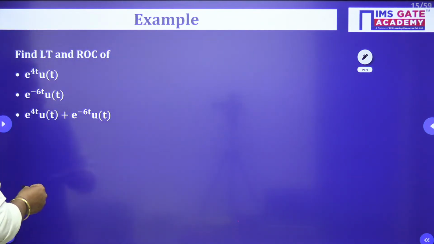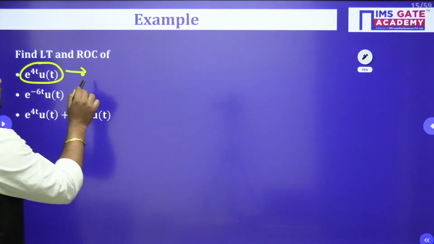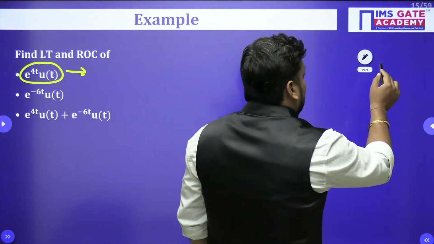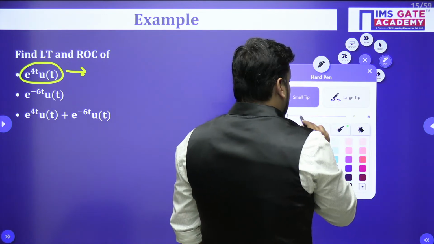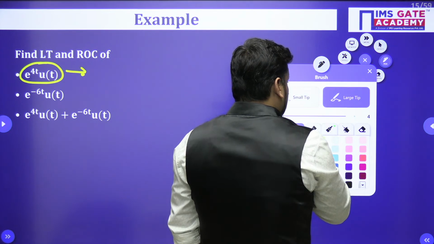So if I talk about the example, then here is e to the power 4t u(t), very easy. E to the power 4t u(t). I think sin omega 0 t u(t) we have discussed in the last class. Bolo bachcho, yes or no?